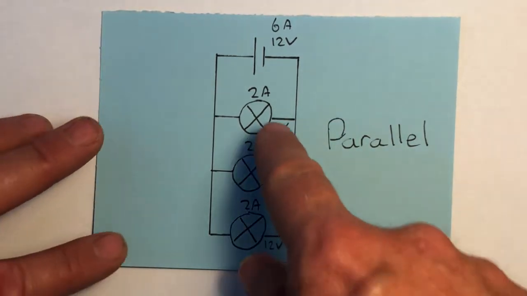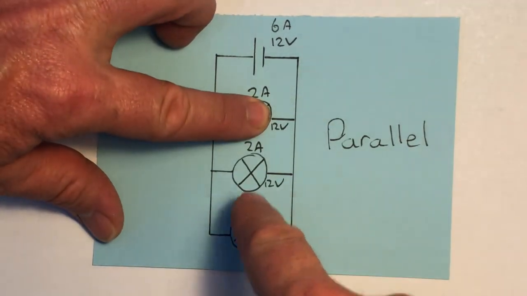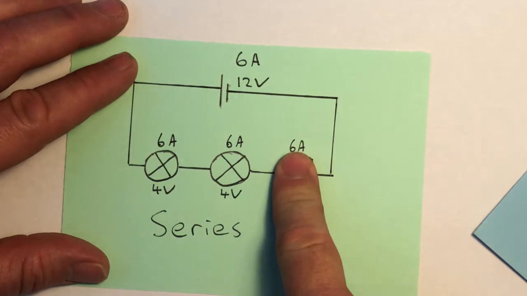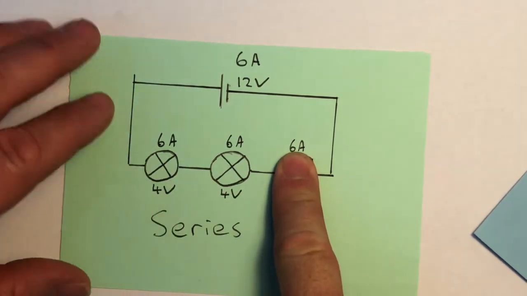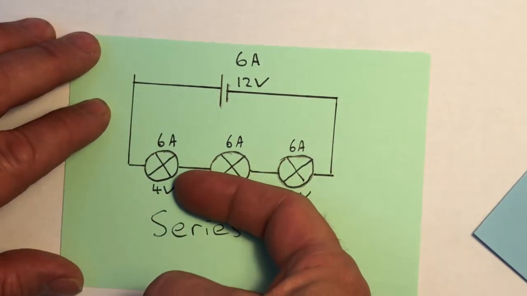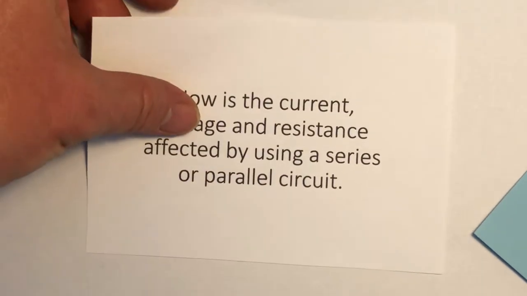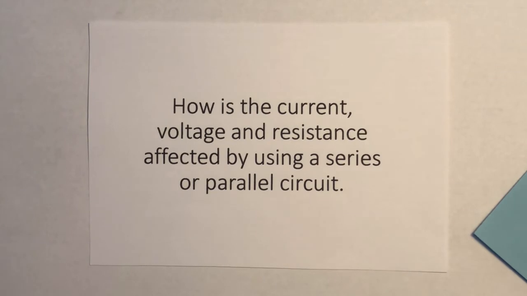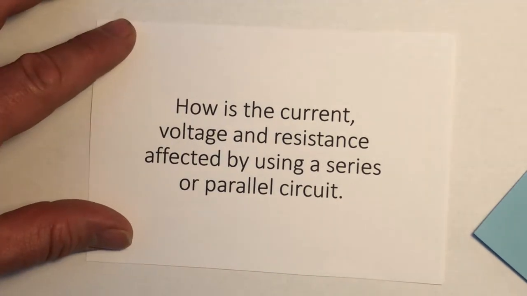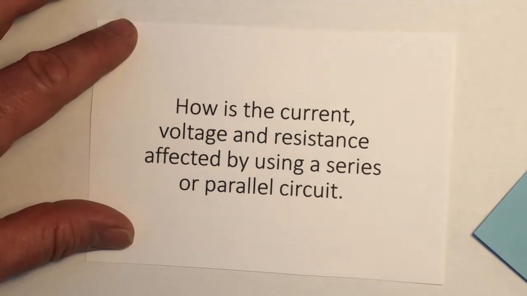So therefore, if that bulb goes out there, that bulb and that bulb will still light. In a series circuit, if that bulb goes out there, that one and that one go out because the electricity can't get through to them. So, back to the question. How is the current, voltage and resistance affected by using a series or parallel circuit?